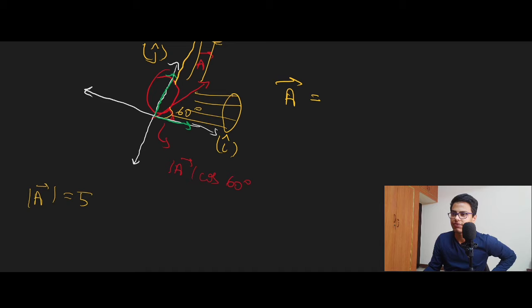Shift this vector over here, move it over here. Once you move it here, you get a right angle triangle.